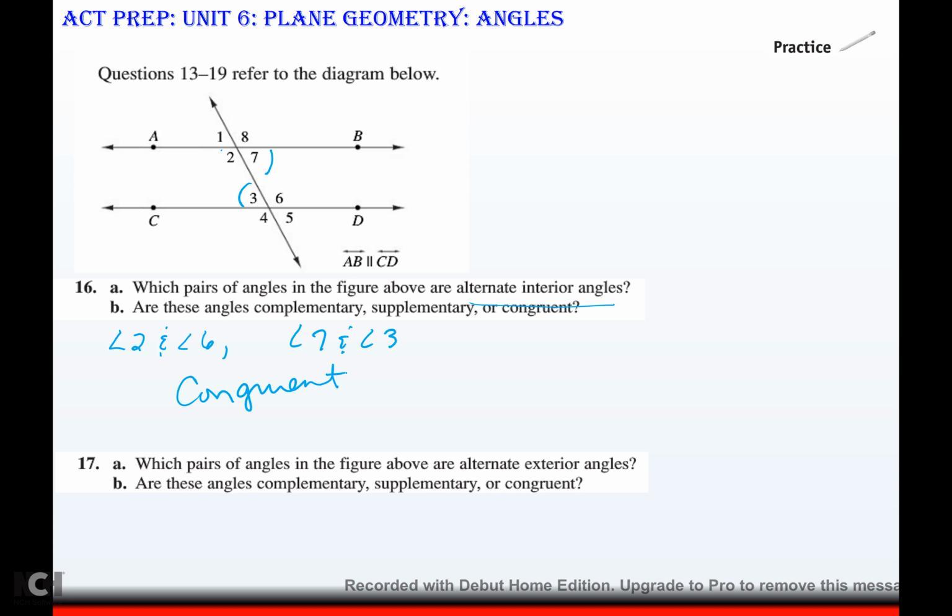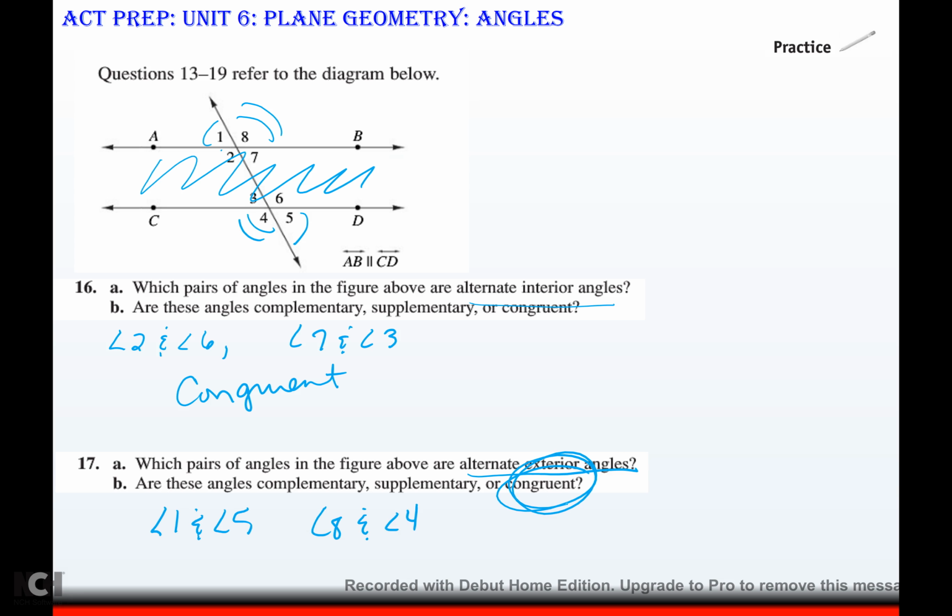17. Which pairs of angles in the figure above are alternate exterior angles? Well, alternate exterior means outside of the parallel lines, and alternate means opposite sides of the transversal. So that would be angle 1 and angle 5, and then angle 8 and angle 4. And alternate exterior angles are congruent.